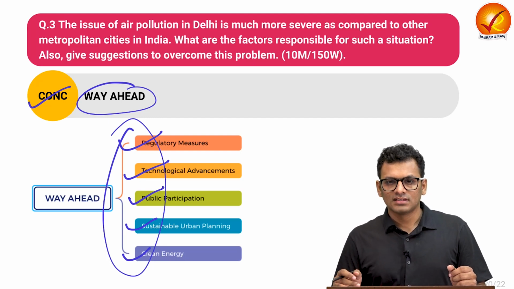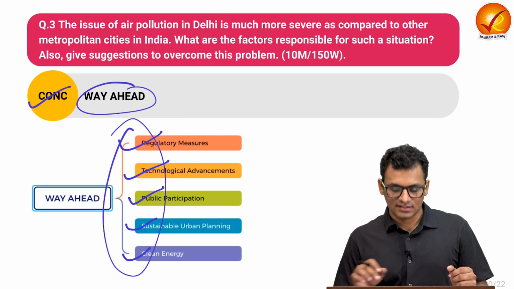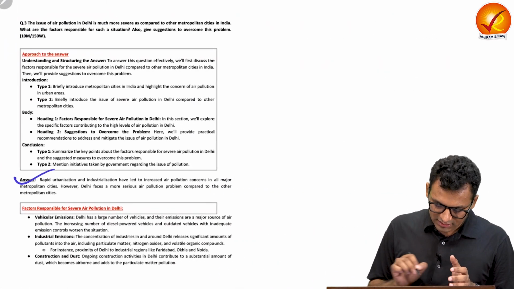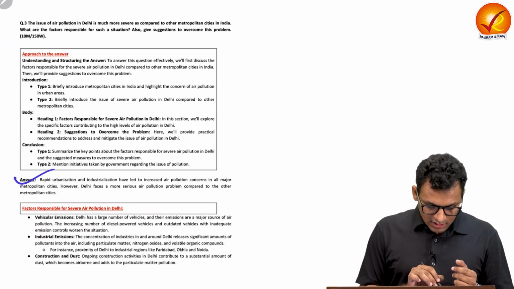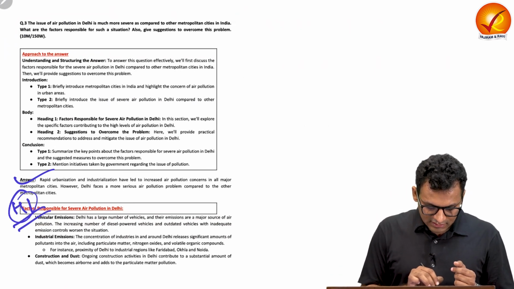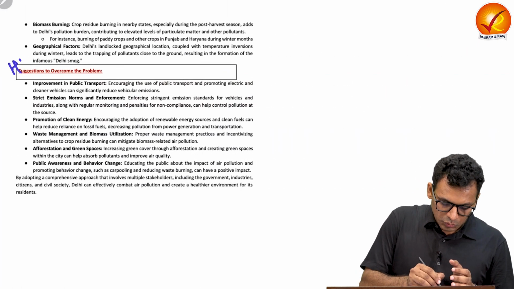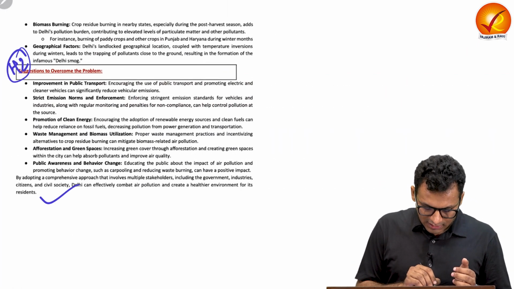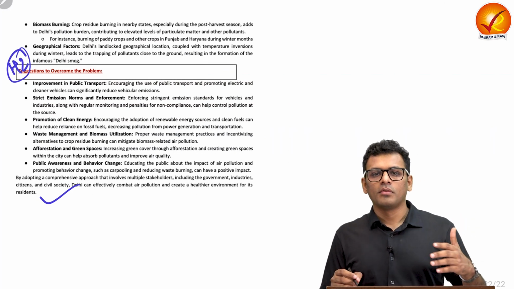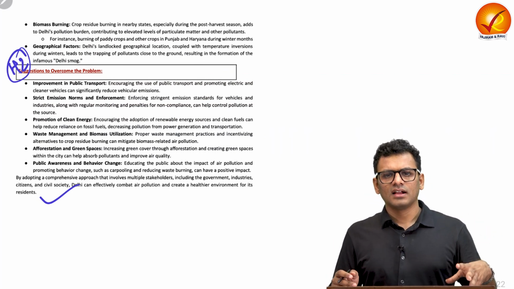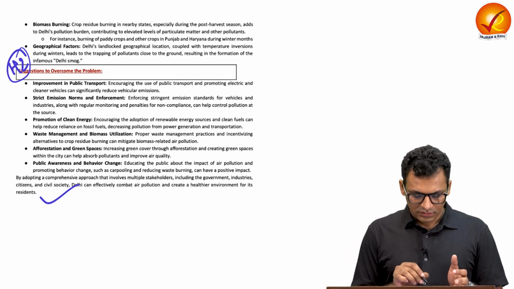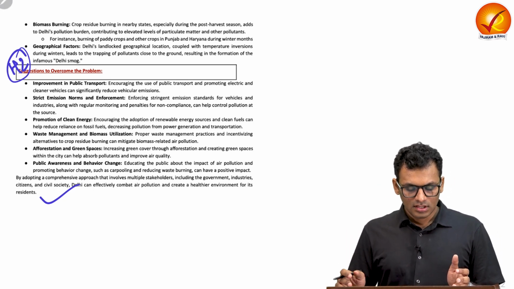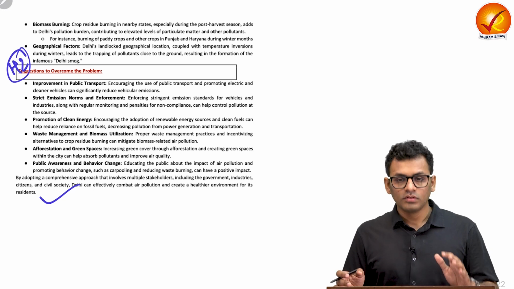Let us see the model answer and understand how we can incorporate the same in our answer writing practice. Firstly, in the introduction, you can provide the context with respect to Delhi's air pollution issue. Then you can provide factors in heading 1. In heading 2, you can provide the suggestions. And lastly, in the conclusion, you can talk about certain way-ahead points such that all the stakeholders must address this kind of problem in a consensual manner. So this is something you can talk about for question number 3.